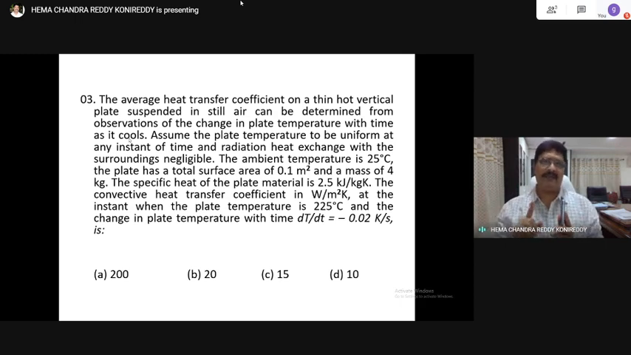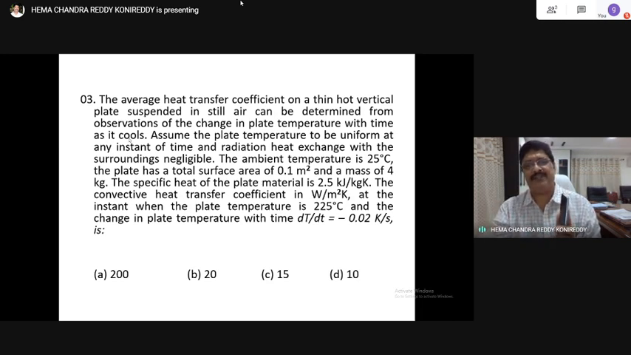Q is equal to hA delta T. h is the heat transfer coefficient, and delta T is the temperature of the plate minus the temperature of the fluid. And whenever some convection heat transfer is taking place from the plate, what happens to the temperature of this plate? It decreases. If it is at 225 now, when some heat is removed by convection heat transfer, it reduces.